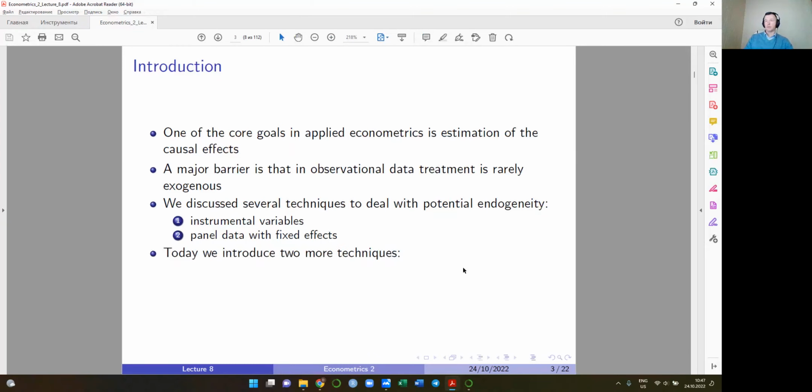So today we introduce two more techniques that are somehow based on the idea of randomized control experiment that we have discussed last lecture. One is called difference in differences, or in short diff and diff, and the other one is RDD, or regression discontinuity design. These two techniques are very popular nowadays, and many authors are trying to use them when they want to evaluate the effect of some policy.